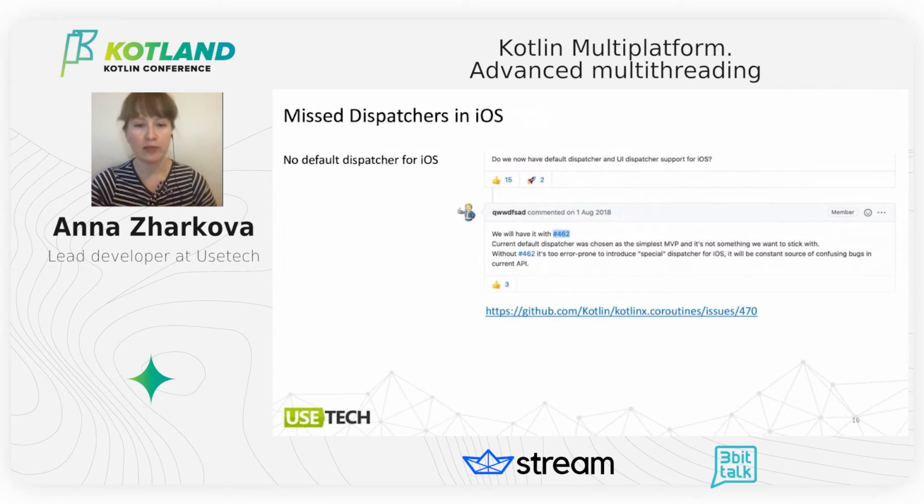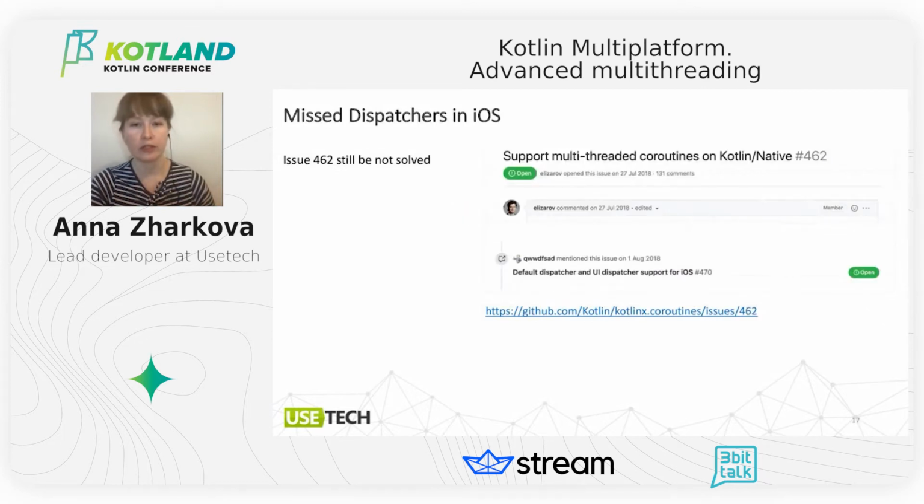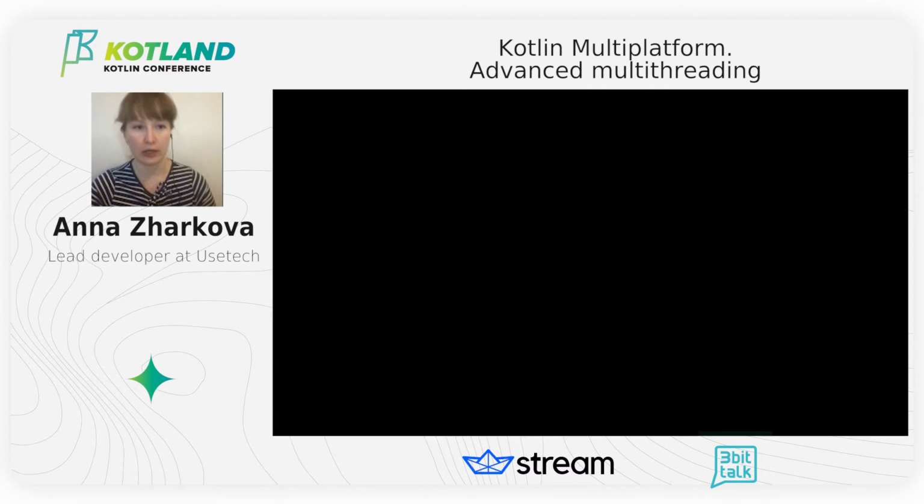Yes, this is a problem of the missing dispatcher, and it is also issue 470 about this problem, and it depends on ticket 462, which was a ticket about supporting multi-threaded coroutines in Kotlin Native. Multi-threaded coroutines in Kotlin Native are not supported at the moment, and this functionality is not implemented because it's really hard to get all the functionality of native iOS Grand Central Dispatch and fully transmit it to Kotlin Native. It's really hard work. That's why it is not implemented at the moment. And there is no default dispatcher to use with coroutines in Kotlin Native and iOS.